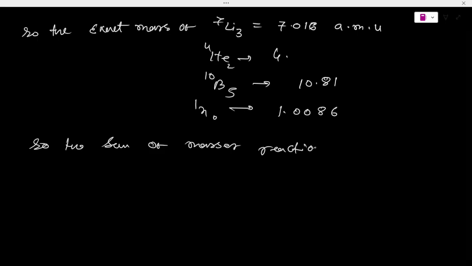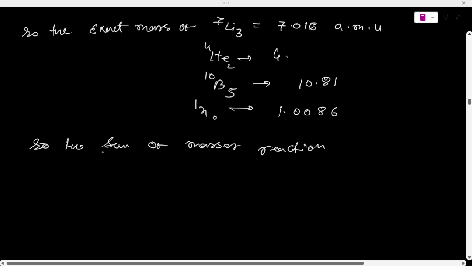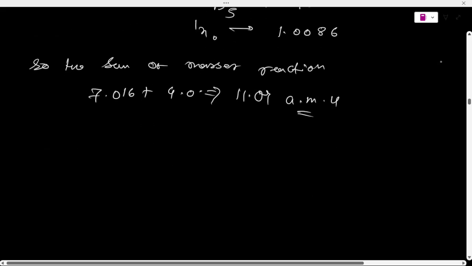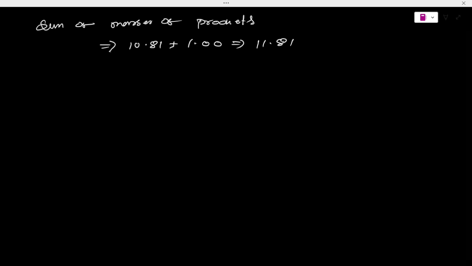So the sum of masses of reactants is basically 7.016 plus 4.0, so it will be around 11.01 AMU. The sum of masses of products is 10.81 plus 1.00, which is equal to 11.81 AMU.